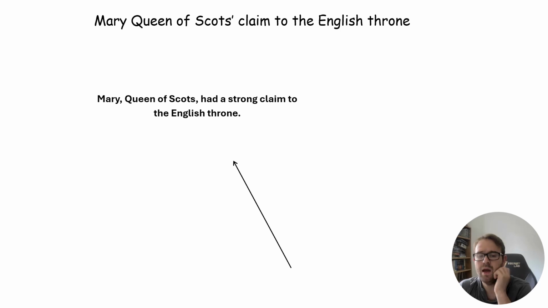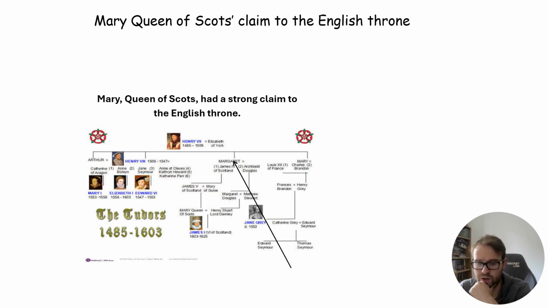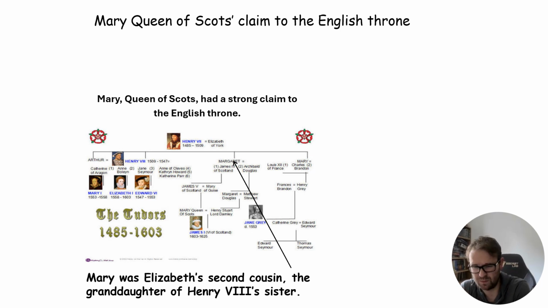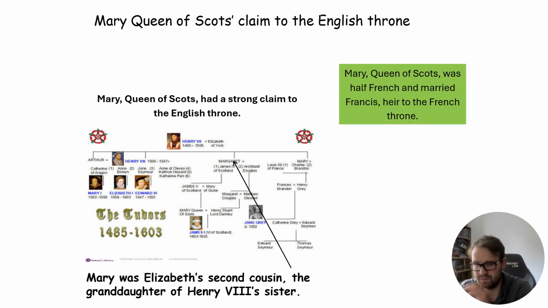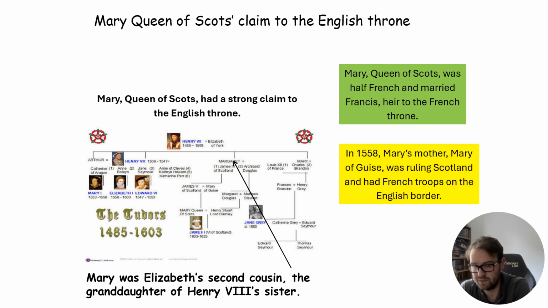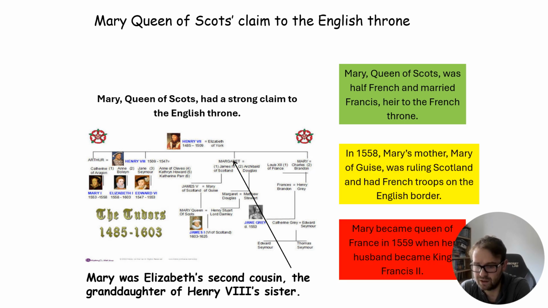Now, Mary has a strong claim to the English throne. She comes from the female line, but her legitimacy is not questioned, and she's Catholic. Okay, really remember those two points. Now, she's got the links to France through her mother and her marriage. And Mary of Guise is ruling at the time.